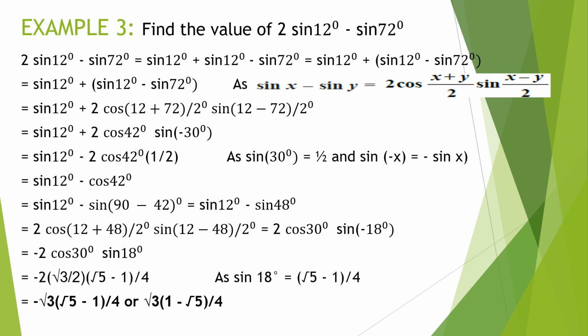Now as I told you, in the previous example we had found sin 18 degree. So we directly put the value over here, and cos 30 degree we know is root 3 by 2. So putting the values we get minus root 3 into root 5 minus 1 by 4, or in simplified form you can also write root 3 into 1 minus root 5 upon 4.